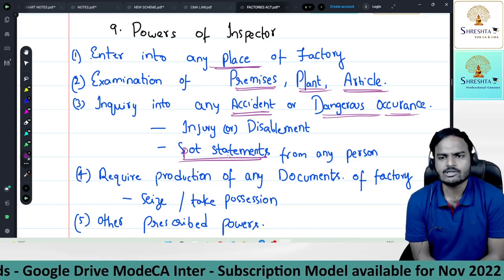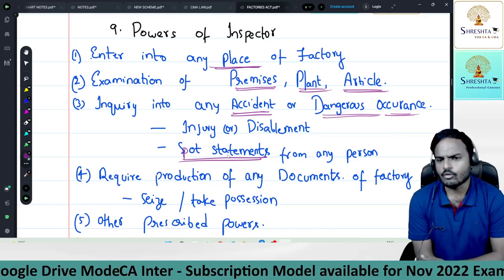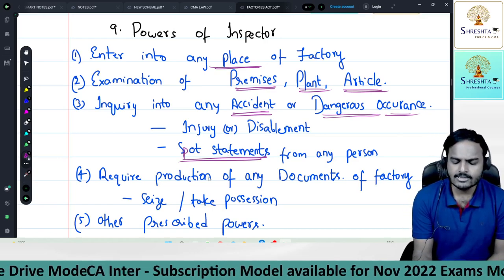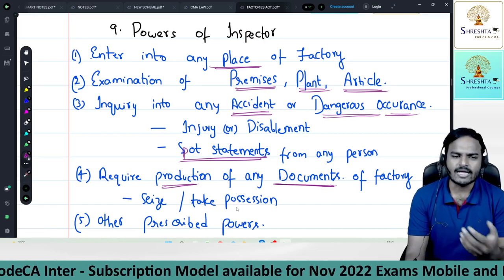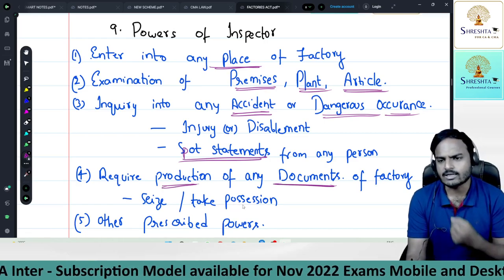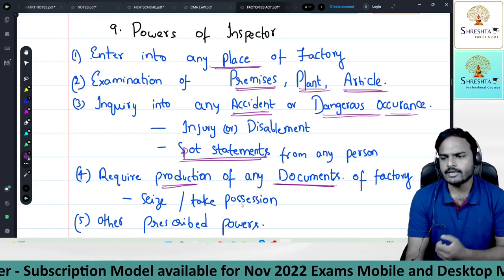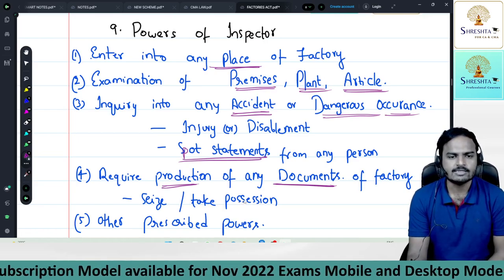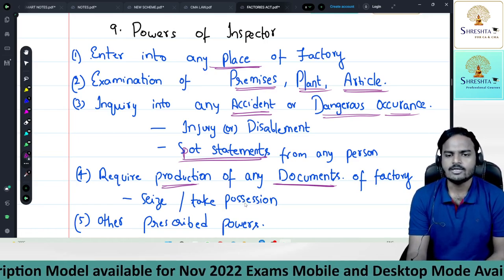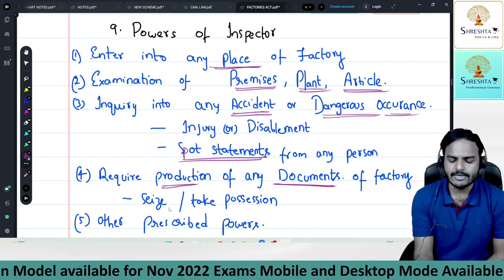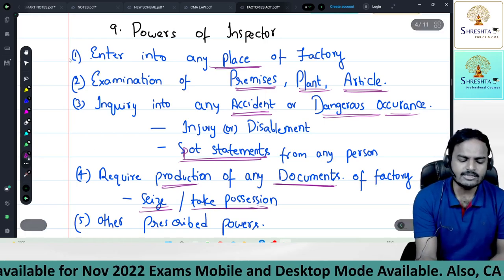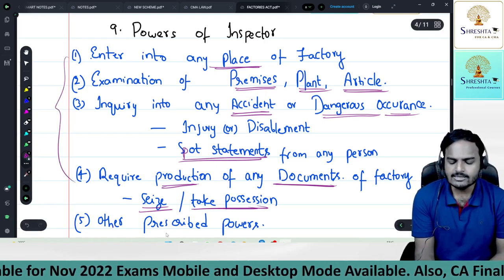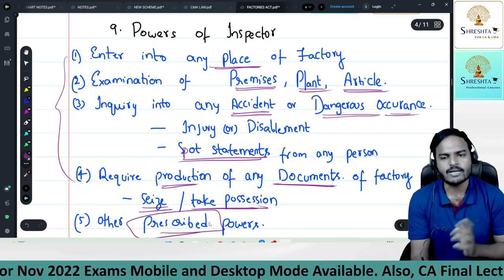So they will take action on the employer or occupier, and he may ask for production of a few documents of the factory related to licenses, the number of workers employed, the workers' health conditions, and workers' certificates of fitness. So he may ask for any document, and he may take the documents into his possession, or he may seize them. Not only these powers, he can exercise additional powers as may be prescribed from time to time.